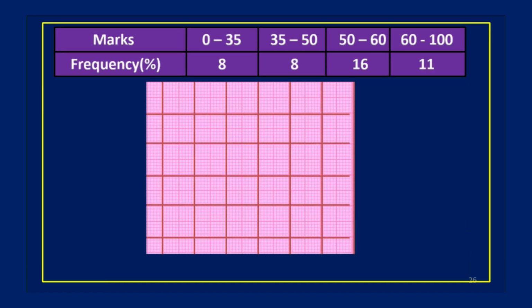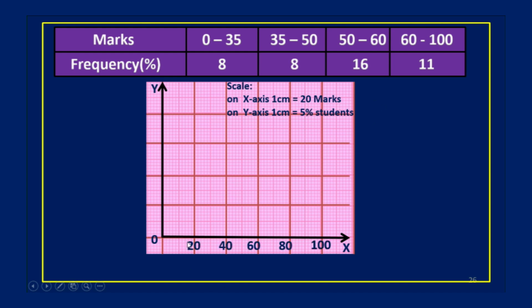Now I have to draw the histogram for this. I am taking the x-axis, y-axis, and scale. On the x axis, 1 centimeter equals 20 marks. So, 0, first 20, 40, 60, 80, 100. On the y axis, 1 centimeter equals 5% students. So, 5, 10, 15, 20. Now, 0 to 35, what is the frequency children? 8, yes. So, here 8 means after 5, the 6th line. So, I am taking here the 6th line.